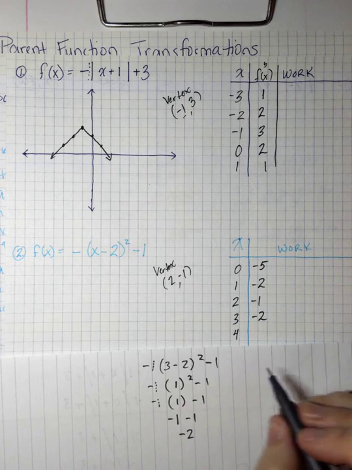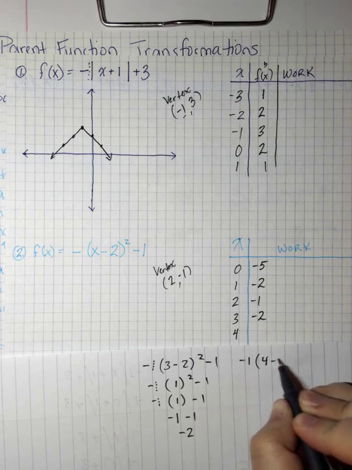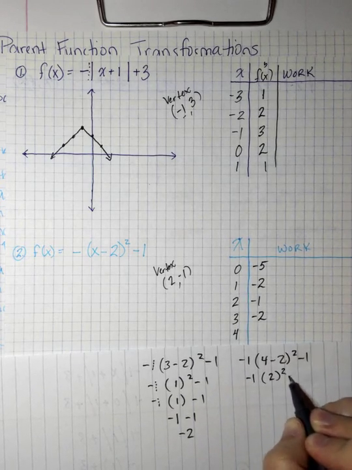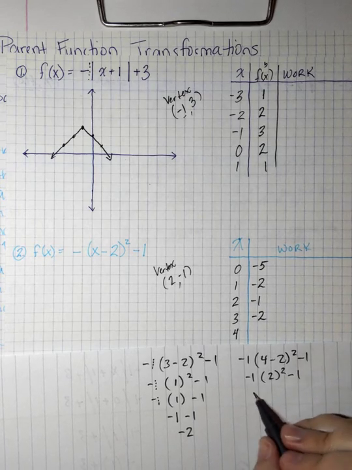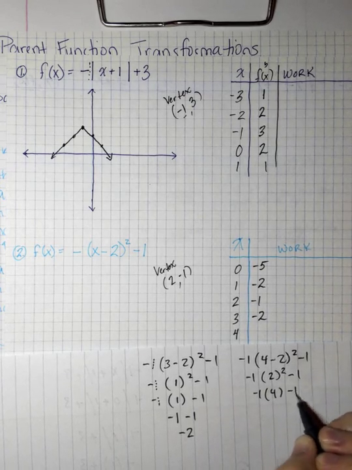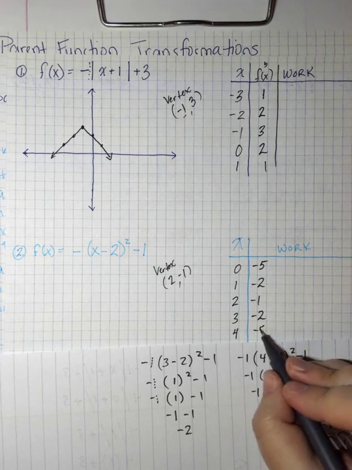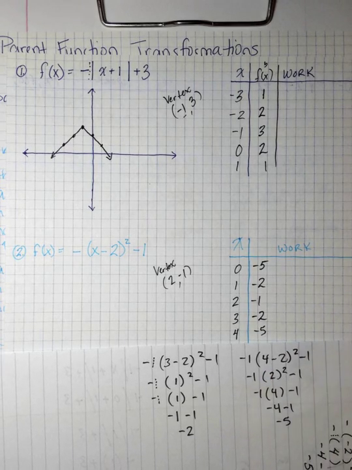Plug in your 4. This process is never going to change. It's always PEMDAS. Even though we think we don't use it anymore, we still use it. 4 minus 2 is 2. 2 squared is 4. Multiply by that negative a value, do your subtraction. So you get these numbers here.